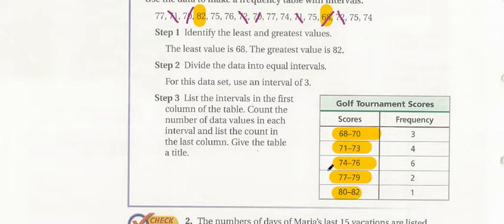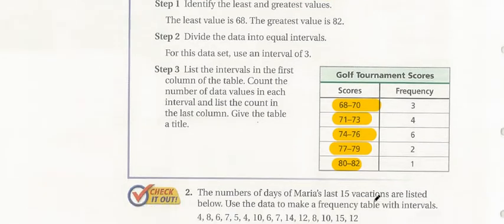Then the third interval, from 74 to 76. So I'm going to count 1, 2, 3, 4, 5, 6. Right? Then the next interval, from 77 to 79. I'm going to count how many times it occurs: 1, 2, just 2. Then from 80 till 82, it's only 1. So this is the frequency table. How to make a frequency table.